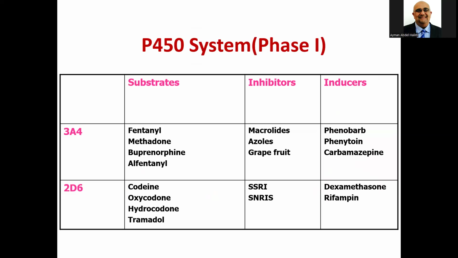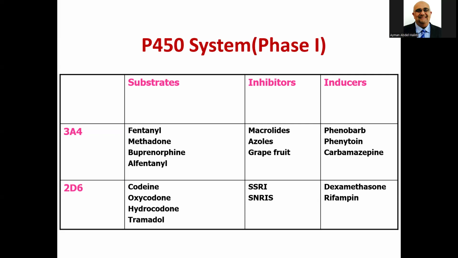So from this table, you can understand the different drug interactions. I'm going to give you a couple of them, to give you an idea of the importance of these drug interactions. For example, fentanyl is metabolized by the 3A4 system. This enzyme is inhibited by the macrolides, like erythromycin, or the azoles like fluconazole, for example.